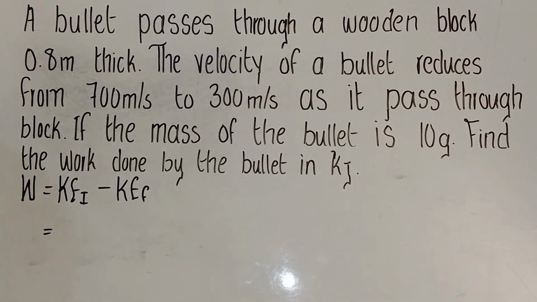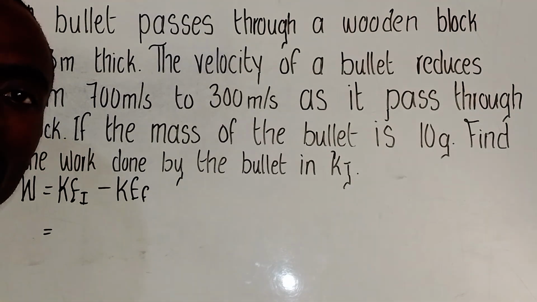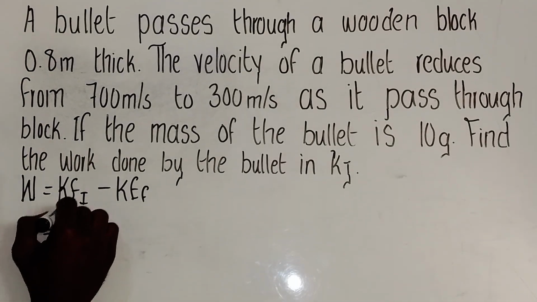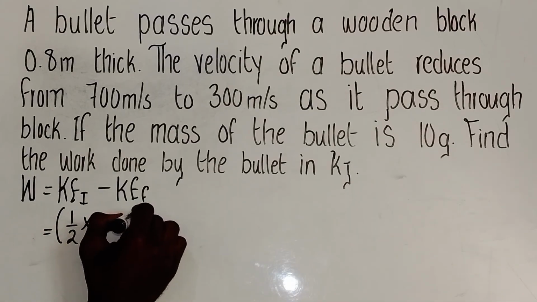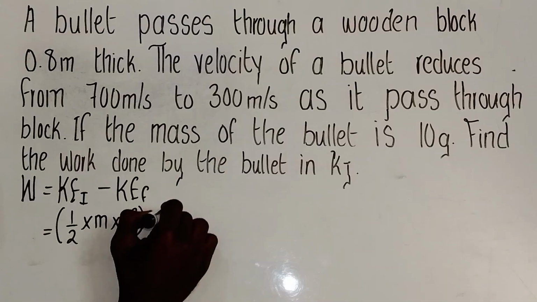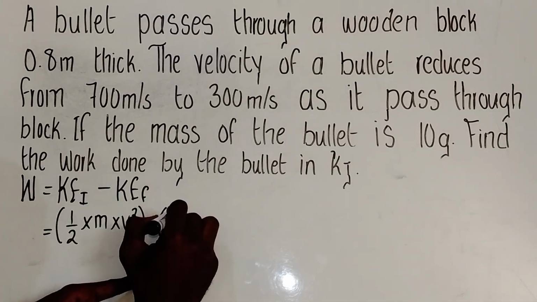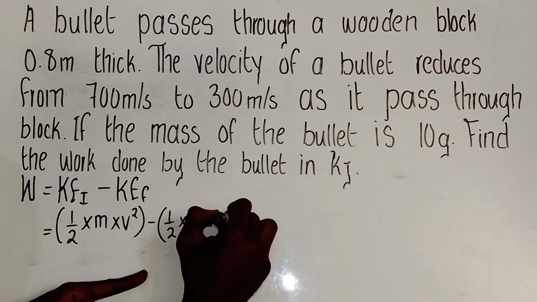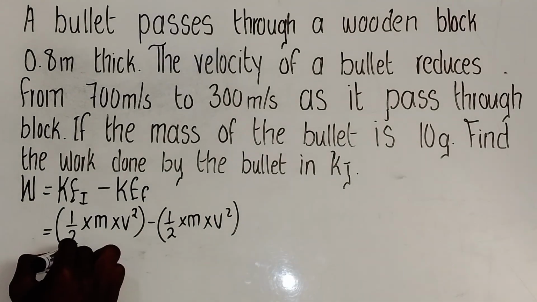We know that kinetic energy is the energy that an object possesses when it is moving. The formula for kinetic energy is given by half multiplied by the mass multiplied by the velocity squared. Minus, and again half multiplied by mass multiplied by the velocity squared, like this. You say equal.